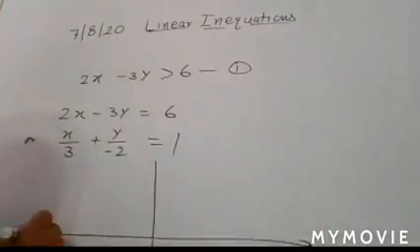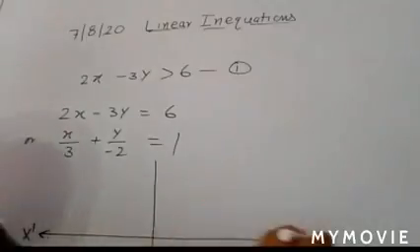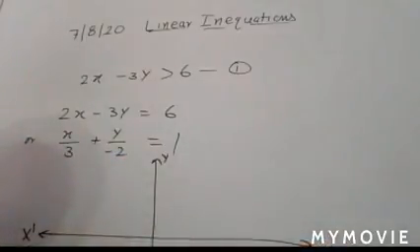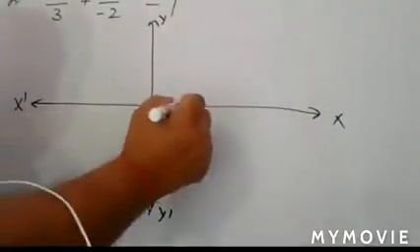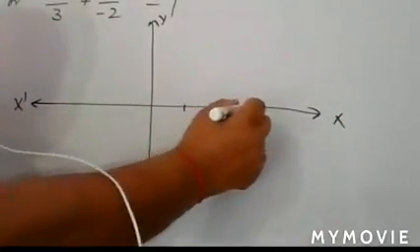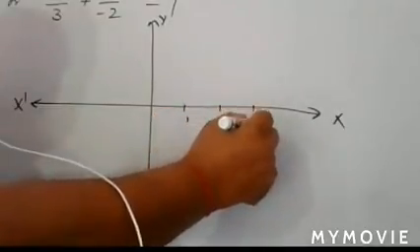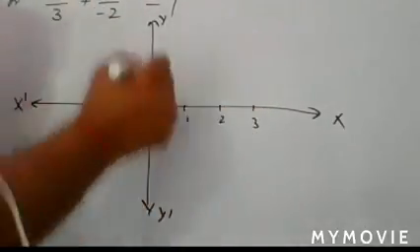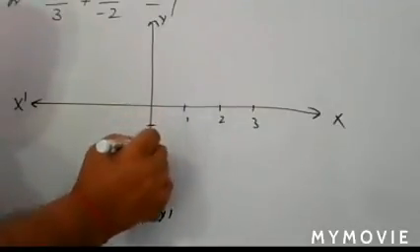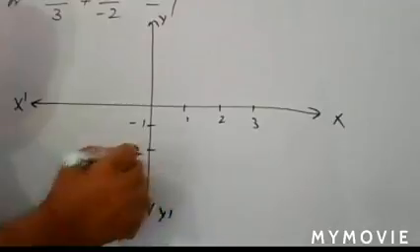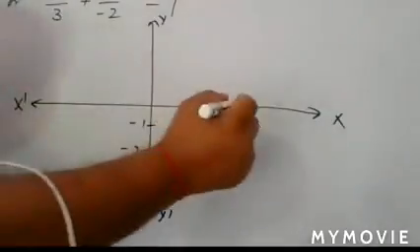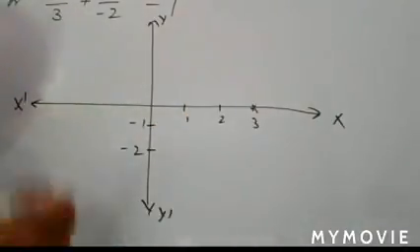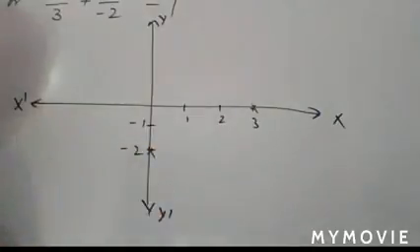Here you take two perpendicular lines, x dash x and y dash y, in this way, and mark points on them. Suppose here you have 1, 2, 3, and this point is 3, and here you have minus 1, minus 2 on the y-axis. Understand? So the given line intersects the x-axis at 3, so you mark it here, and here you mark minus 2.